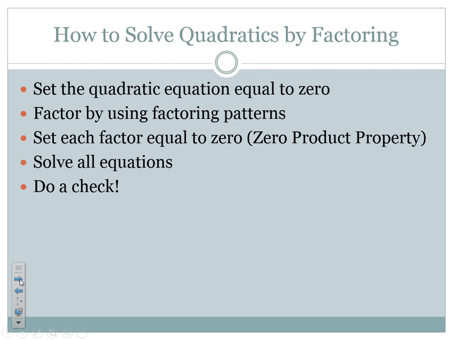Now, let's go to how to solve quadratic equations by factoring. The first thing that we need to do is make sure that our quadratic equation is set equal to 0. Then we will factor one side of the equation by using our factoring patterns. Next, we will use the zero product property, which means we will set each factor equal to 0, and then we will solve the two equations that result. And as always, we want to do a check.